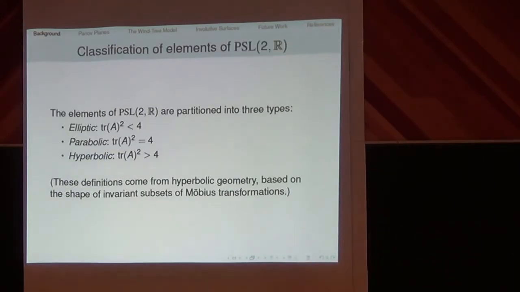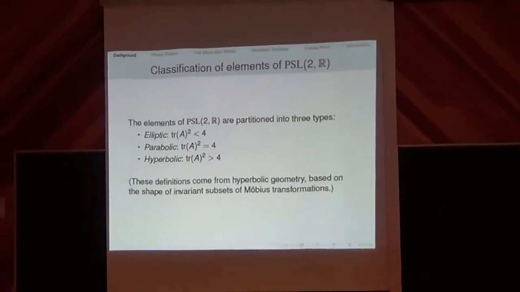Okay, so for what I'm going to do today, it'll be important to recall this classification of elements in PSL2R, where you say an element is elliptic if the square of its trace is less than 4, parabolic if the square of its trace is equal to 4, and hyperbolic if the square of the trace is greater than 4.